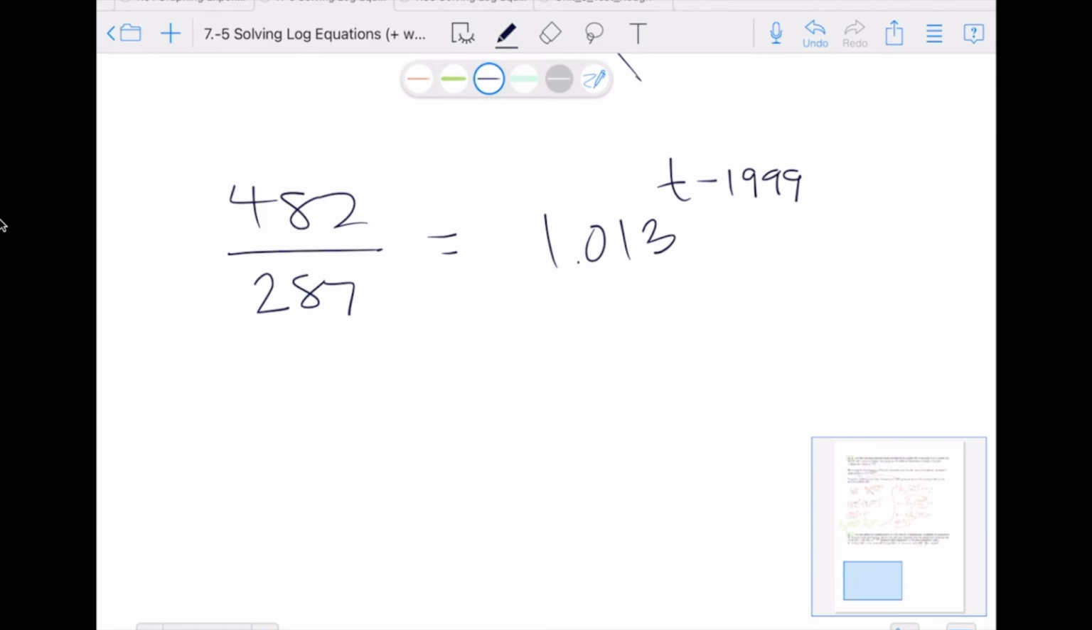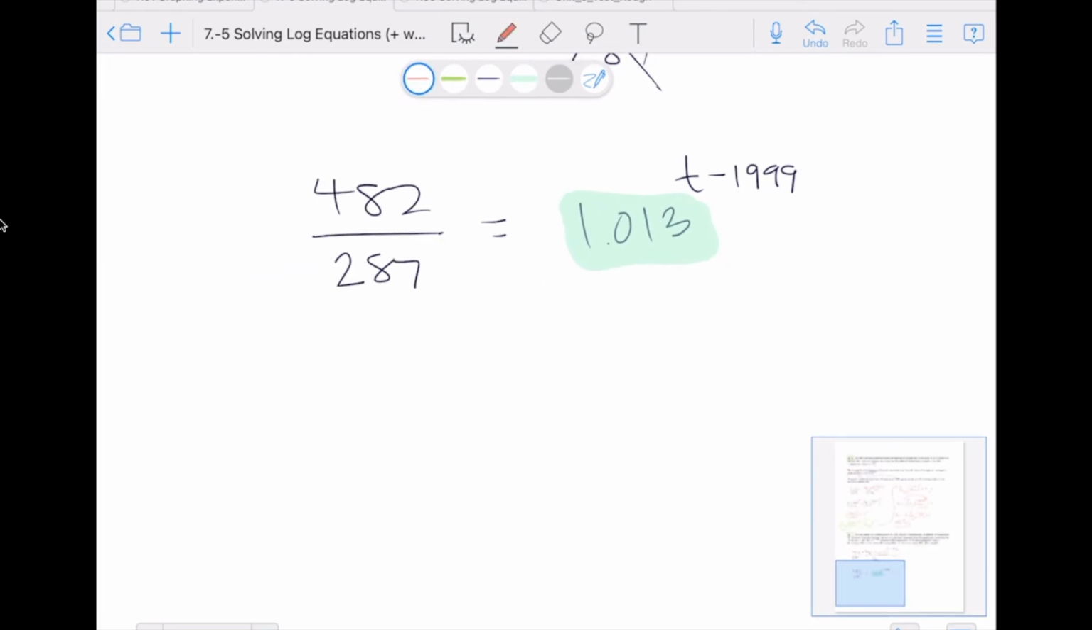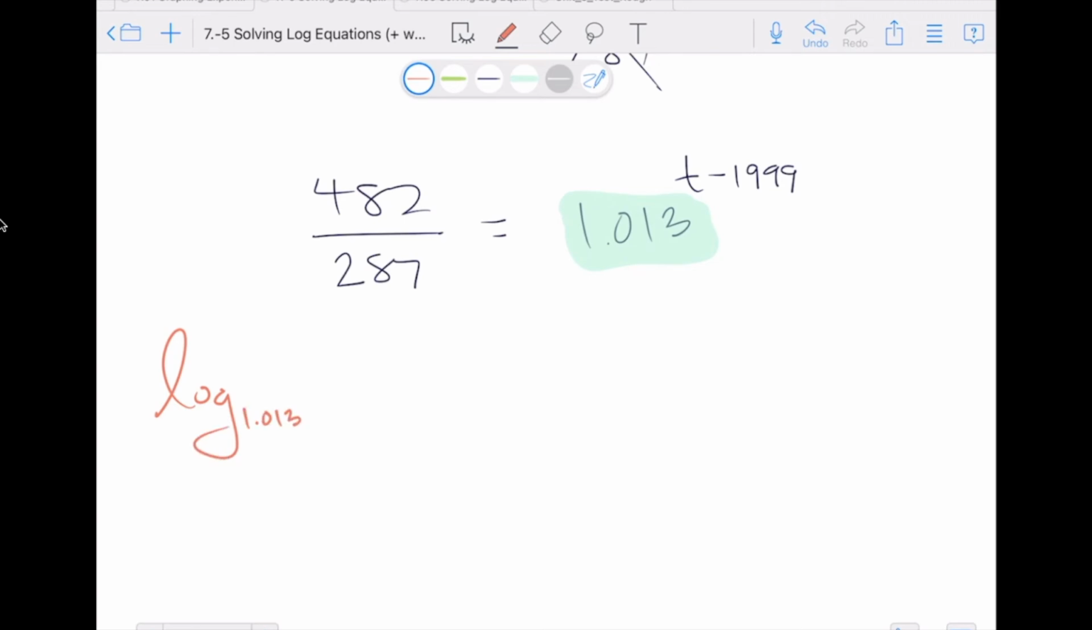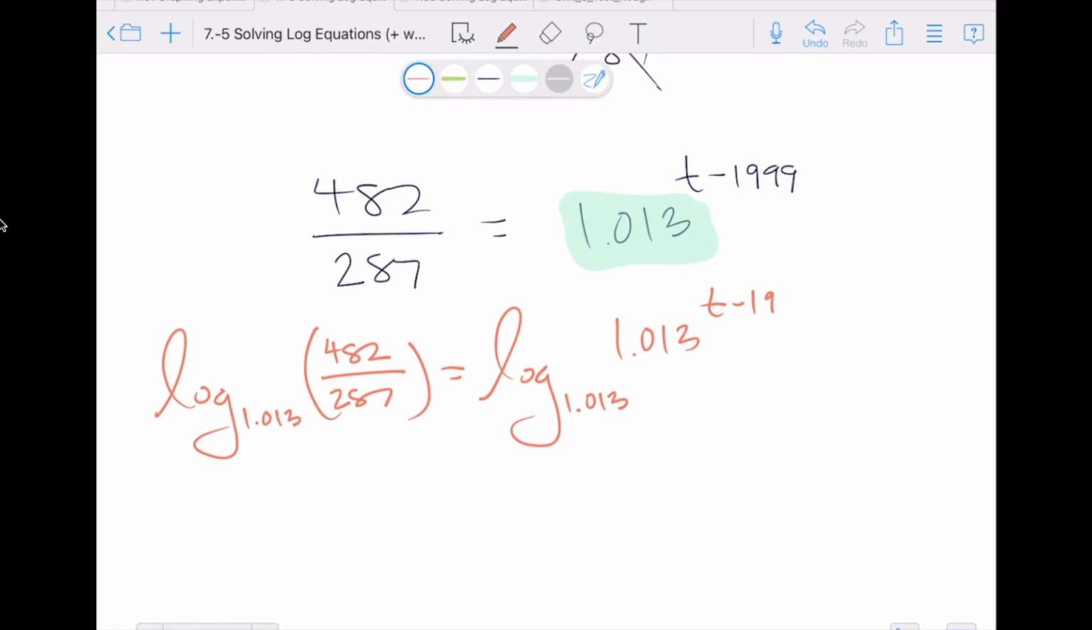Now notice, what does our base need to be? Well, if you recognize what you're looking at right here, your base is this. And the cool thing is that now with new technology, you can enter any base that you want. So we're going to use that messy base. What we need to do is take log base 1.013 of 482 over 287. Remember, whatever we do to one side, we have to do to the other. So on the right, we have also log base 1.013 of 1.013 to the t minus 1999.